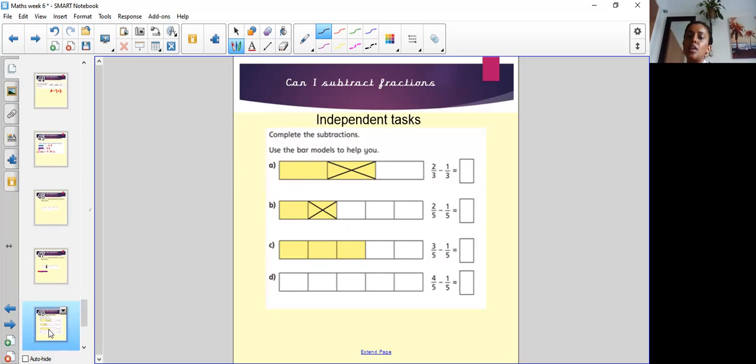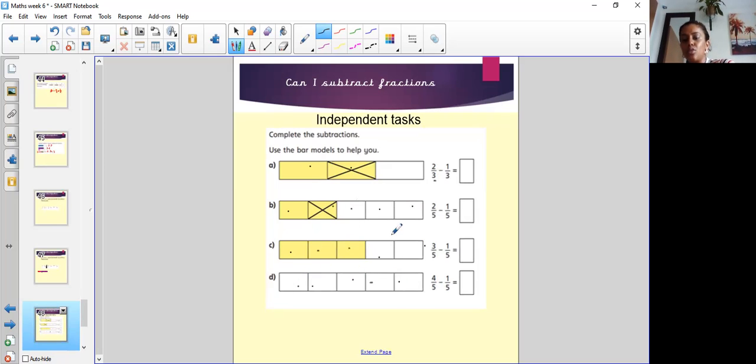So today's independent tasks show us how we're going to use the bar models to help you to carry out these subtraction fractions. So pause the screen at this point, see if you can carry out these questions, and remember the denominator is the number which shows you how many bar blocks you will have. So for example, the denominator here is 3, so you've got 1, 2, 3 bars. The denominator here is 5, so you've got 1, 2, 3, 4, 5, and here again 5.